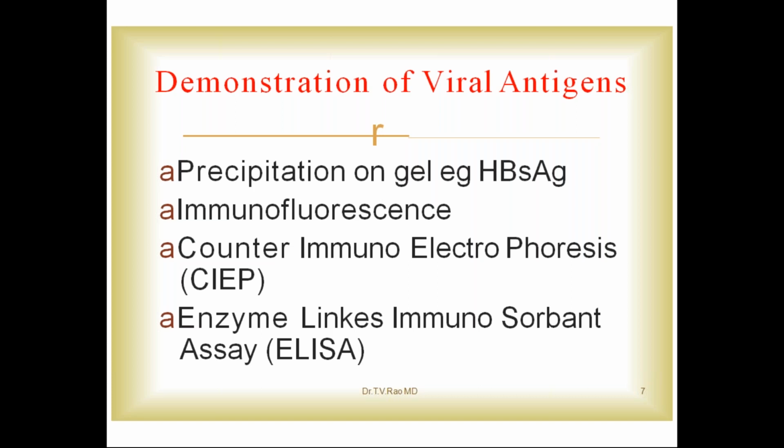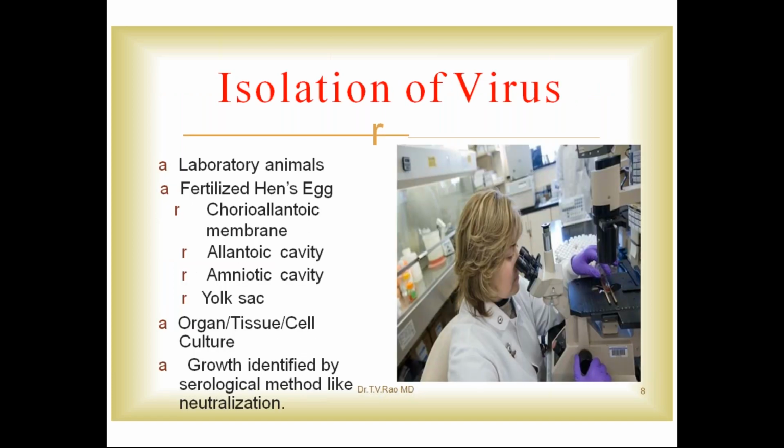And second one, immunofluorescence technique, with a microscope, the viral antigens can be detected. The third one, counter immunoelectrophoresis technique. The fourth one, enzyme-linked immunosorbent assay. These are the four immunological techniques for the detection of the viral antigens: precipitation, immunofluorescence, counter immunoelectrophoresis, and ELISA. These are some techniques for the detection of the viral antigens.